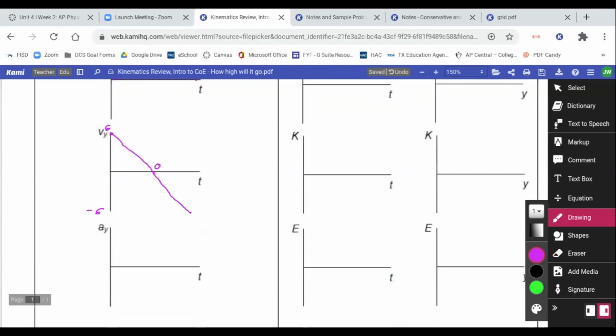The acceleration over time should be really easy to us. The acceleration is based purely on gravity. So we know -10 should be right here, and we can graph the acceleration. It was all based on gravity, -10.